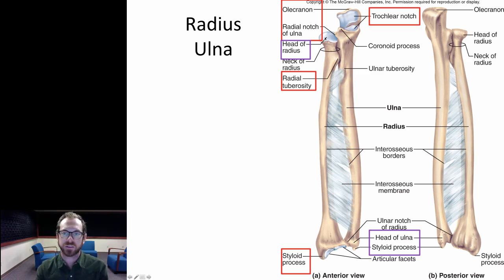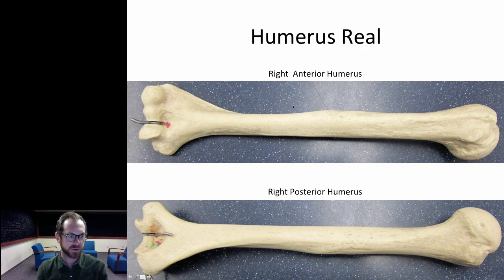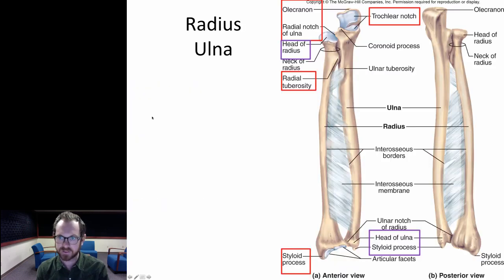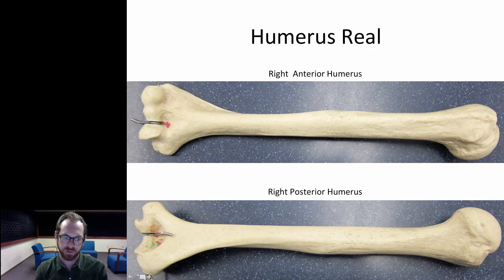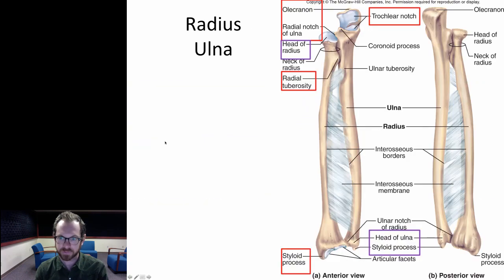Here is our proximal end up here with the trochlear notch. And if we just go back here, remember this is called the trochlea. And so where do you think the trochlear notch is going to attach? Right on this trochlea of the humerus.